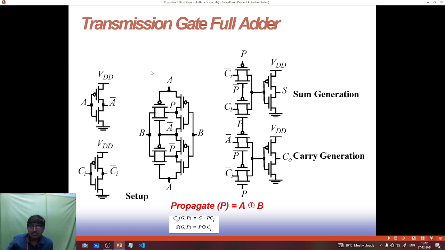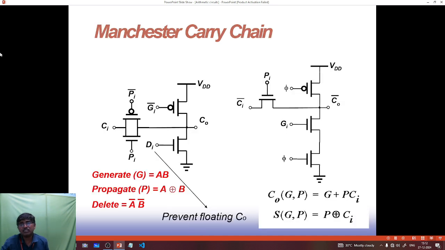So based on the transmission gate we are getting the sum and the carry output. Next, the Manchester carry adder. Here there is an input called propagate, and there is a C, and there is a generate, and there is a C out.